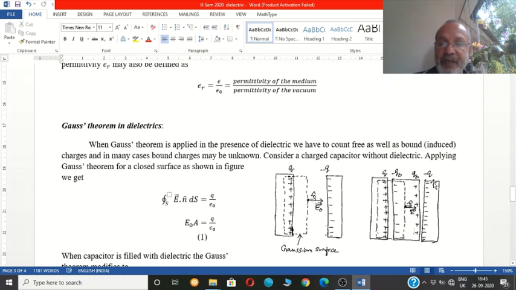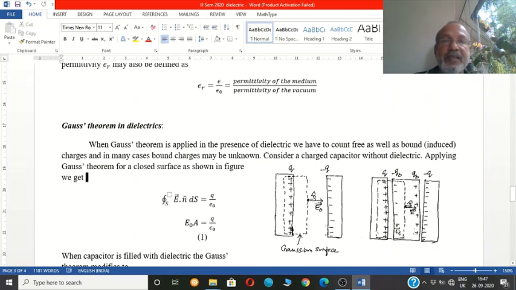This Q and minus Q are called free charges because they are movable charges. If we apply a larger voltage between capacitor plates, then the charge also will be more because Q is equal to CV. C is the capacitance and V is the voltage between the capacitor plates. So if we apply a large voltage, Q also will be large. When we consider Gauss's theorem, we have to consider this bound charge also, which will usually be an unknown quantity.